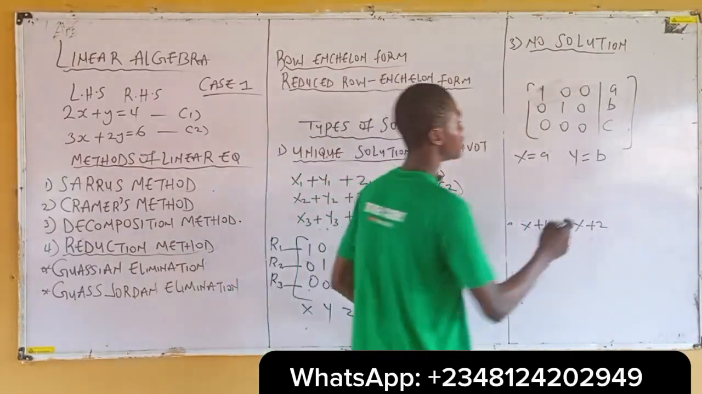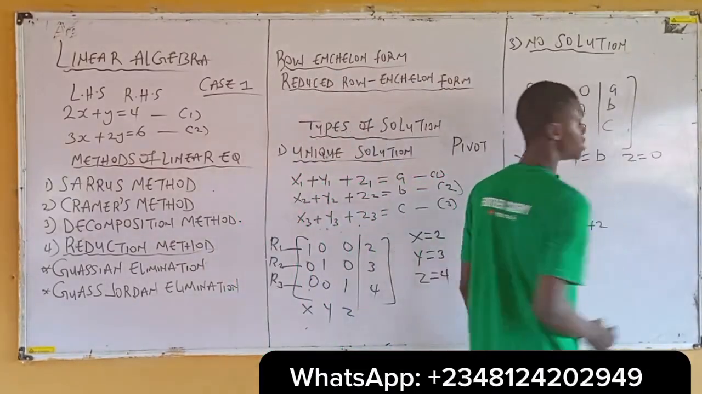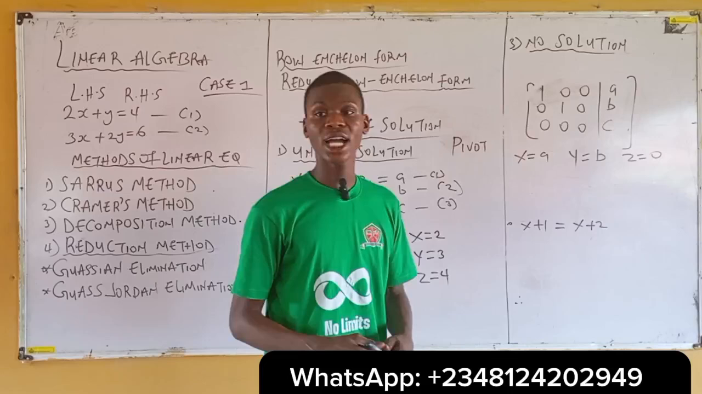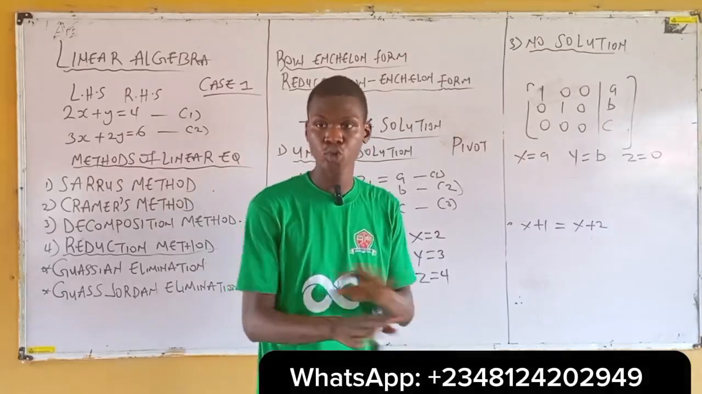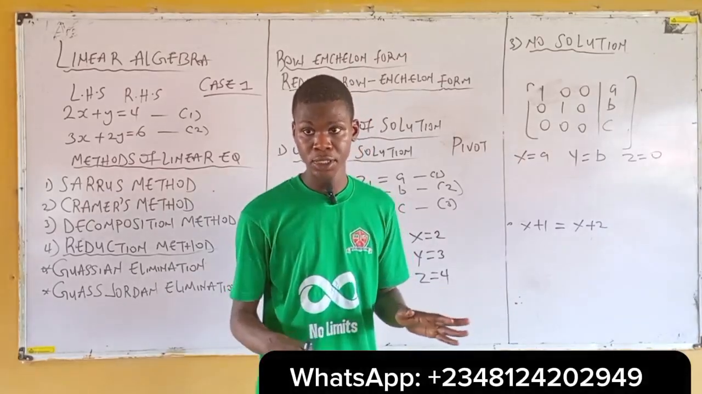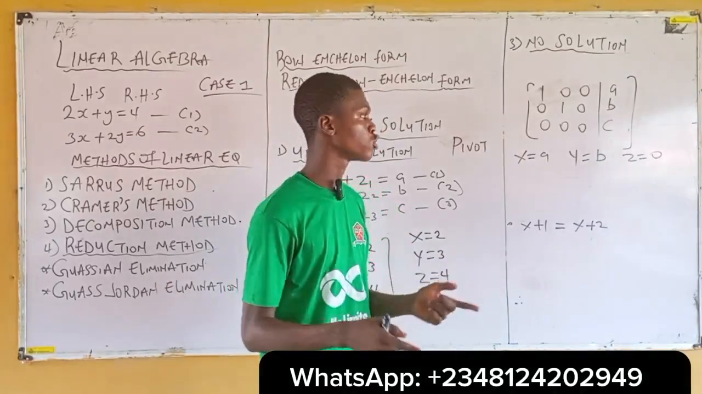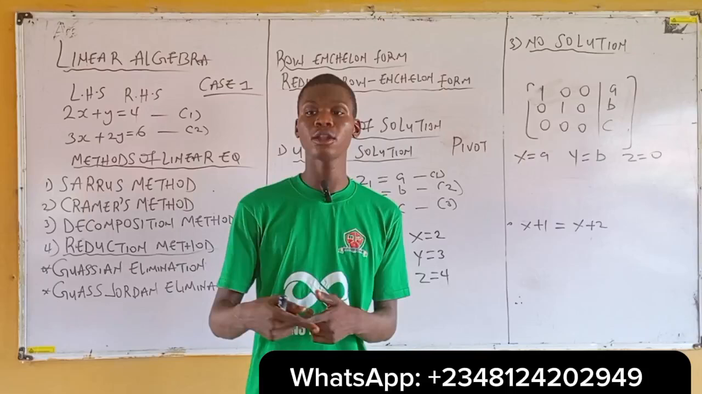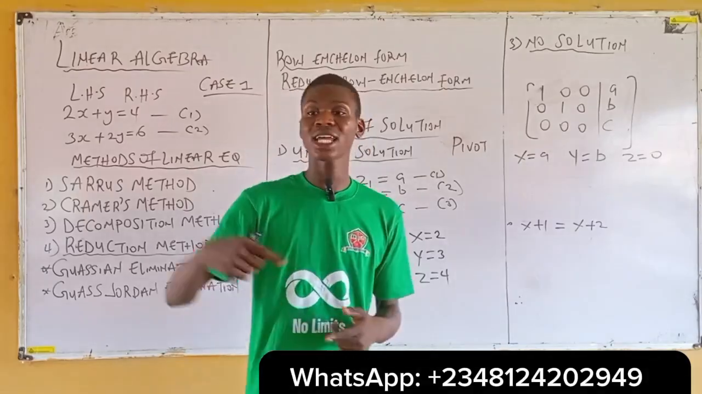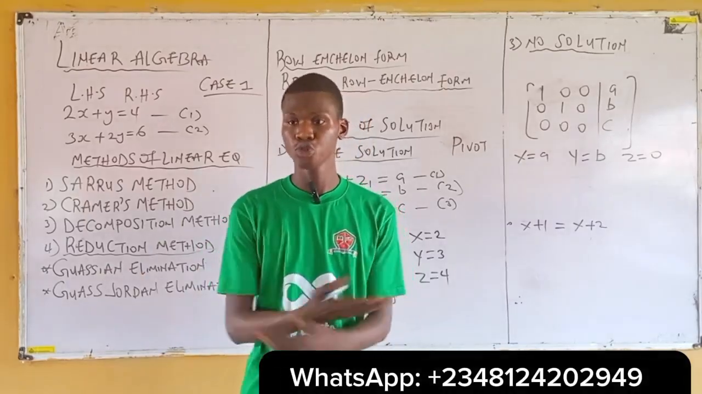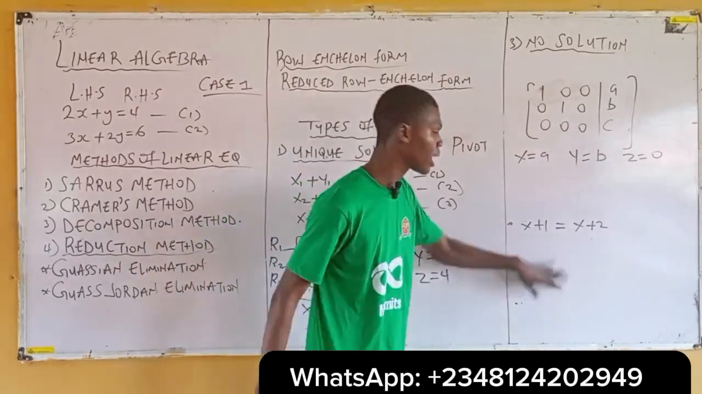Z equals to what? 0. Meaning when z equals 0, you have no solution. Are you getting me? When z equals 0, there is no solution. Even when you substitute a value greater than 0, you still have what? No solution. Now let's apply it here.